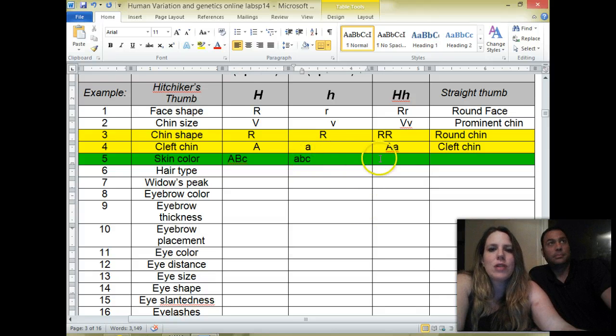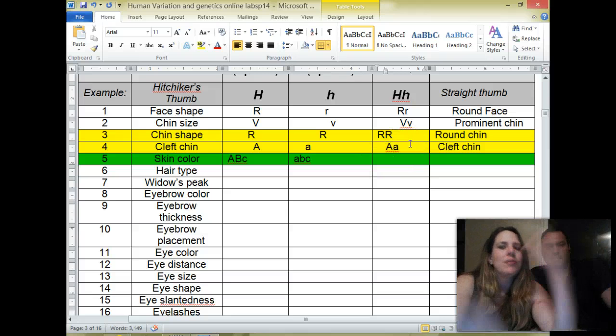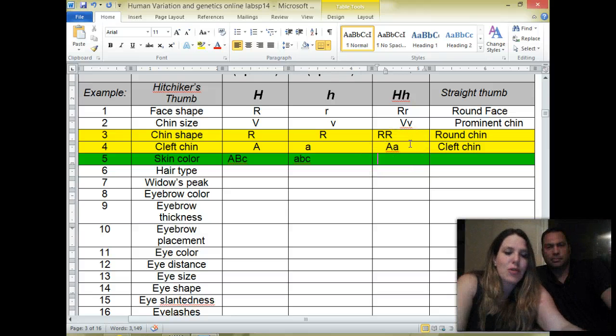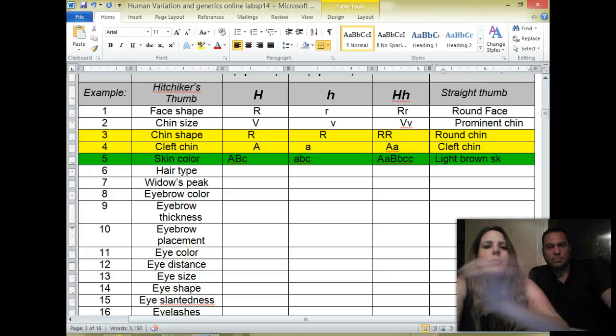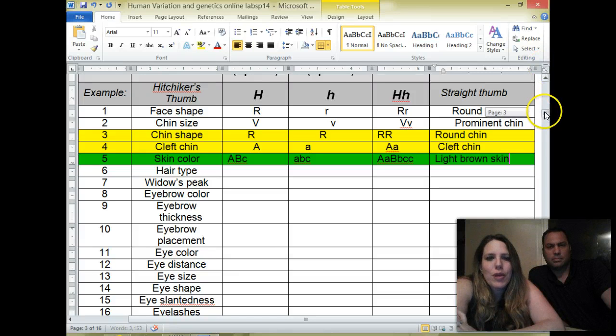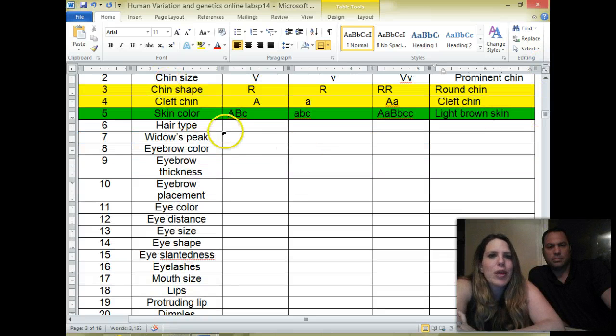The baby's genotype, and remember, by convention you want to keep the same letters together because these represent alleles for the same trait. So big A from me, little a from dad, big B from me, little b from dad, and little c from me, and little c from dad. And this baby, by that chart, was light brown skin. The rest of the traits are pretty self-explanatory.